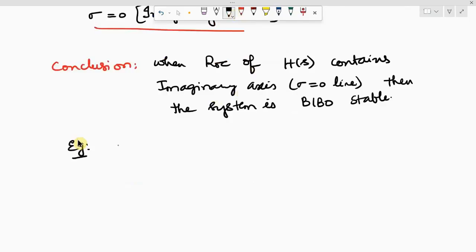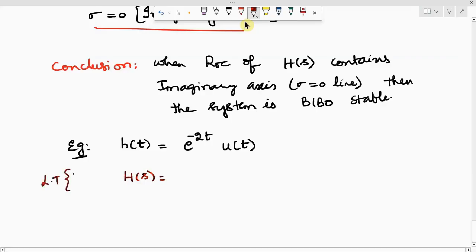Example. Let me write. Okay. h of t equal to, I am directly giving the impulse response of some system, e power of minus 2t u of t. Okay. Now, can anyone tell me what is the transfer function, h of s? Transfer function is just apply the Laplace transform. 1 by s plus 2. Right. And what will be the ROC? Sigma greater than minus 2.